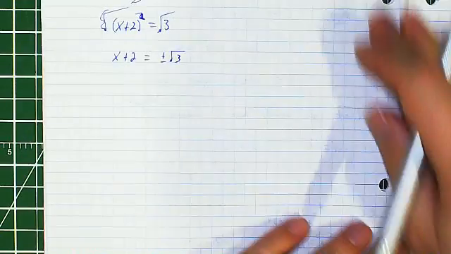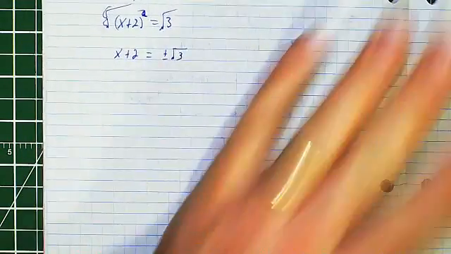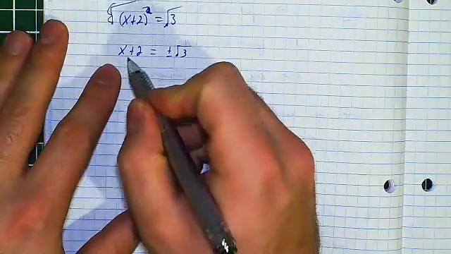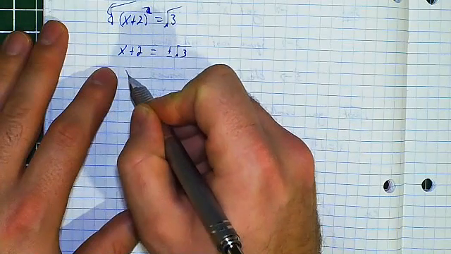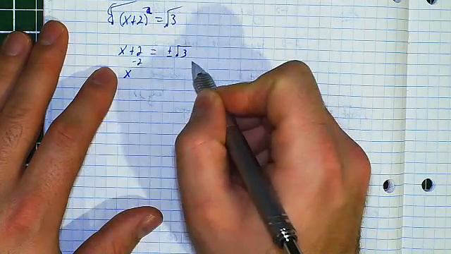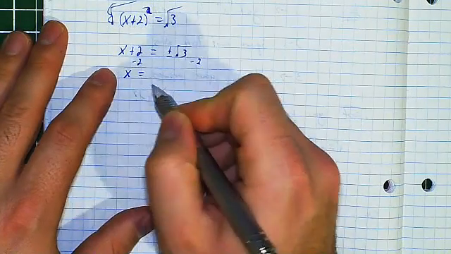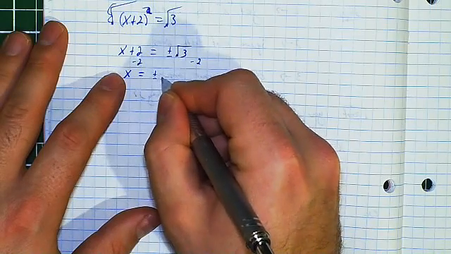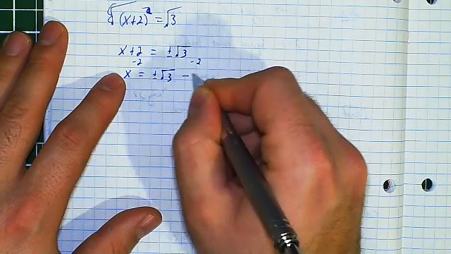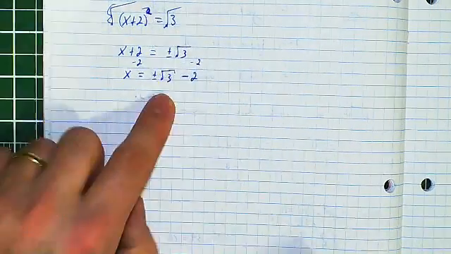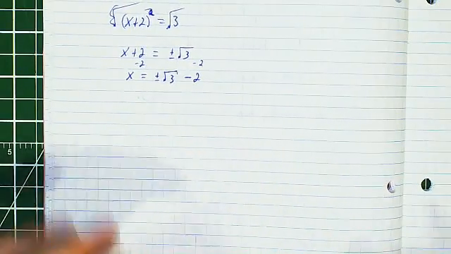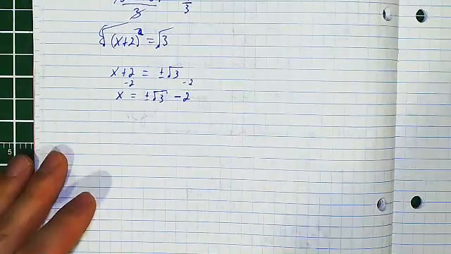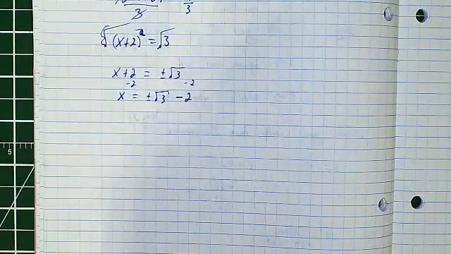Now root 3 doesn't simplify down to a nice good number. It's a decimal, so we're going to just leave it as root 3, but I still want to get x by itself. And the way I do that is I go x is minus 2 from both sides, and I'm left with x equals plus or minus root 3 minus 2. And you'll notice that root 3 and minus 2 are not under the same root, so they're two different terms.